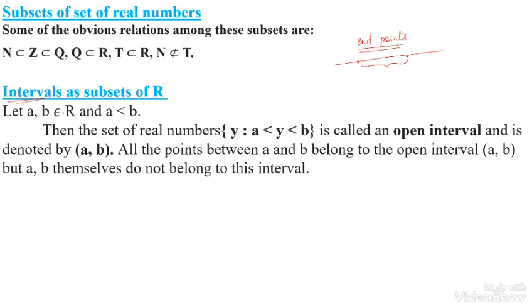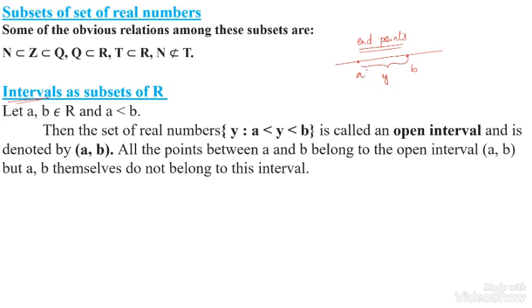Let A and B belong to R. A is always less than B. Here there are two endpoints, one is A and another one is B. A is always smaller than B. A is the smaller number and B is the larger number. Now the set of Y such that A is less than Y less than B. Here Y can be any number in between the points A and B.